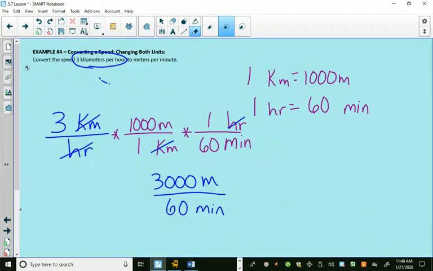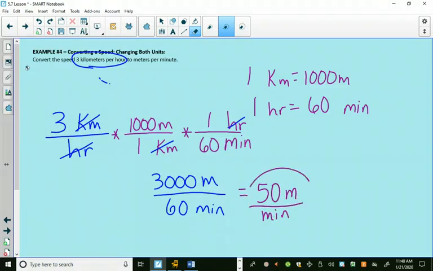To simplify this, all I need to do is what? Well, a fraction is just what kind of problem? A division problem. So I'm going to divide. 3,000 divided by 60 is what, Gavin? 50 meters per minute.